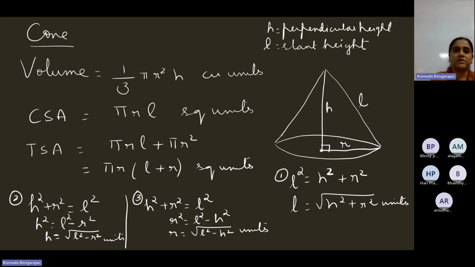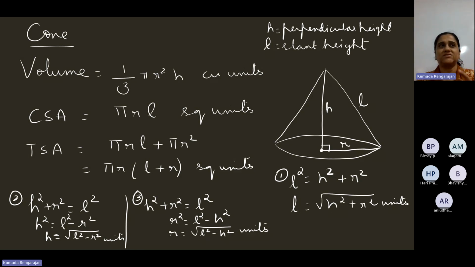So volume is 1/3 pi r square h. Curved surface area is pi r L. L is called the slant height. And total surface area is the curved surface area plus the area of the base. And how is the base of a cone? It's circular. So pi r L is the CSA plus pi r square, the circular base.